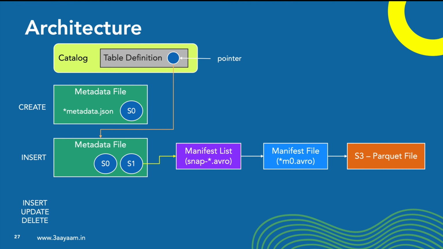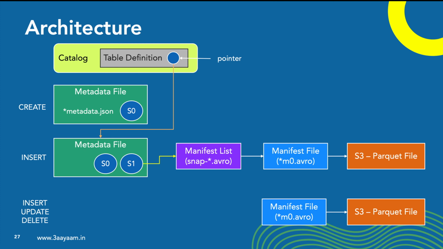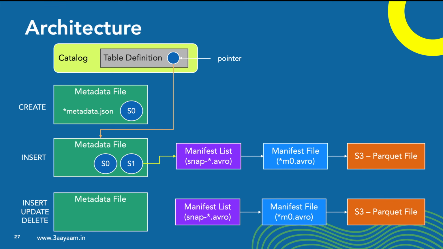Now let's say after that we do inserts, updates and deletes, etc. Of course, it will add or remove records or update records, and those will be captured in the data file which is stored in Parquet format. And once the files are created, it would also create a manifest file or one or more manifest files, which will again create a manifest list, and eventually it would lead to the creation of a new metadata file with a new snapshot S2, which would point to this particular manifest list.